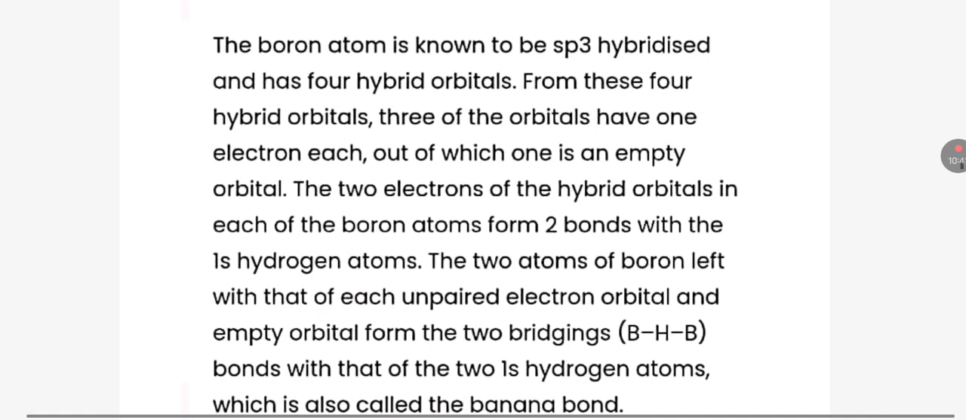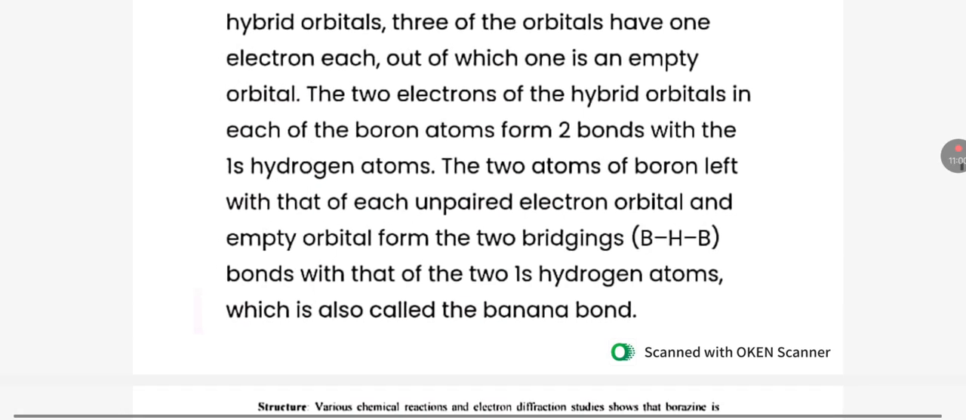Boron atom is known to be sp3 hybridized and has 4 hybrid orbitals. Of these 4 hybrid orbitals, 3 have 1 electron each, and one is an empty orbital. The 2 electrons of the hybrid orbitals in each boron atom form 2 bonds with 1s hydrogen atoms. The 2 boron atoms, left with an unpaired electron orbital and an empty orbital each, form 2 bridging BHB bonds.